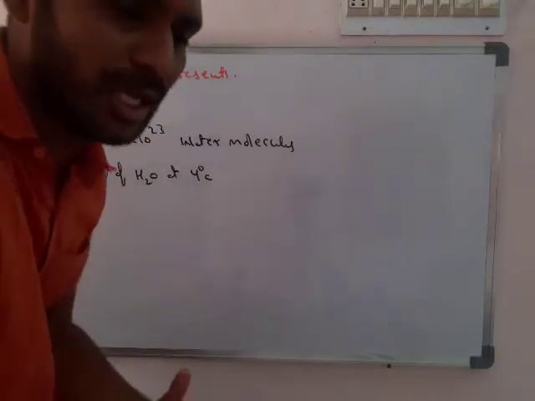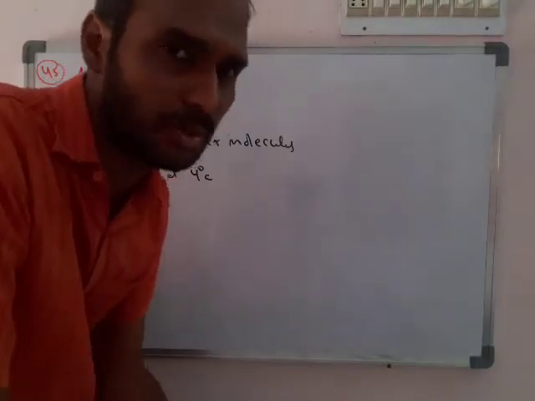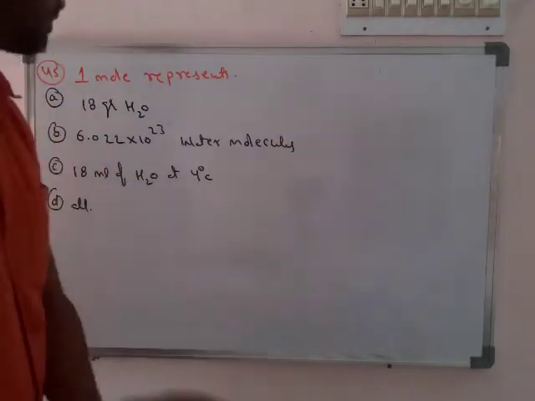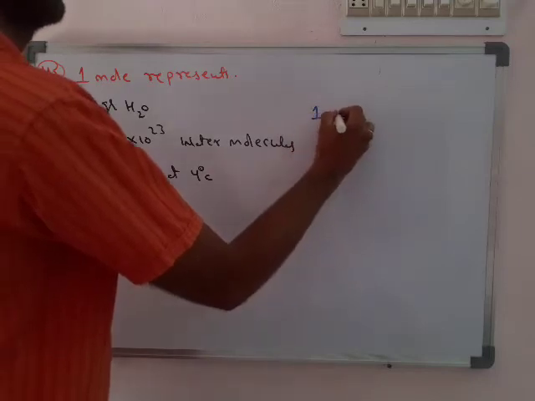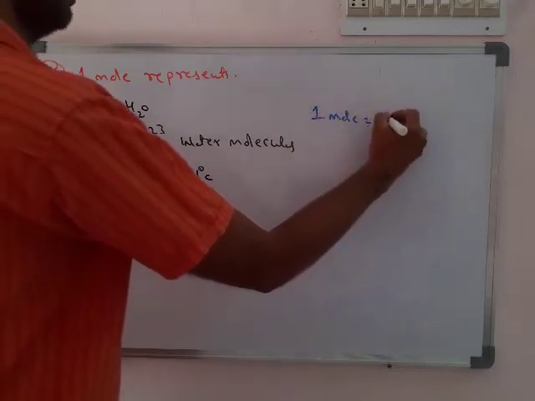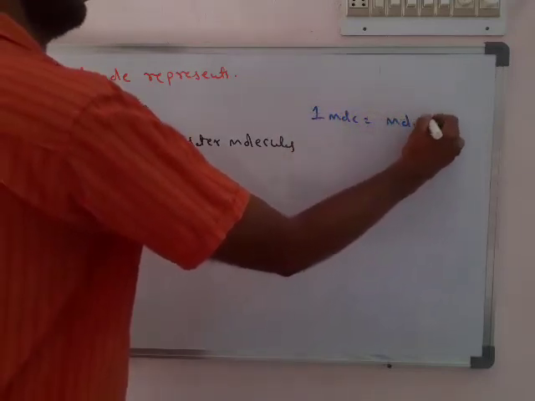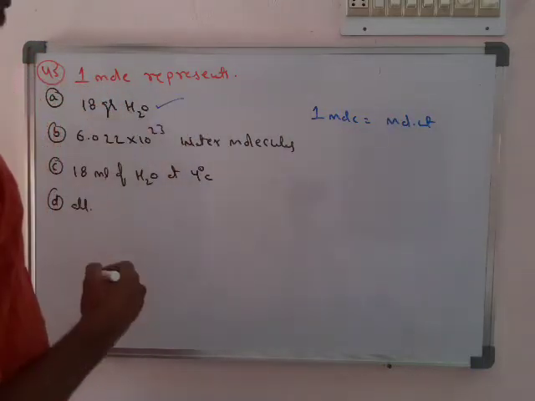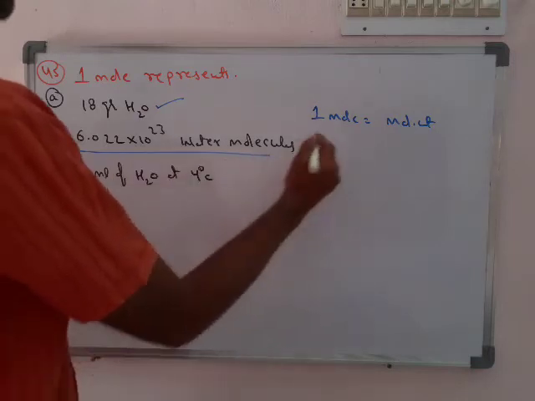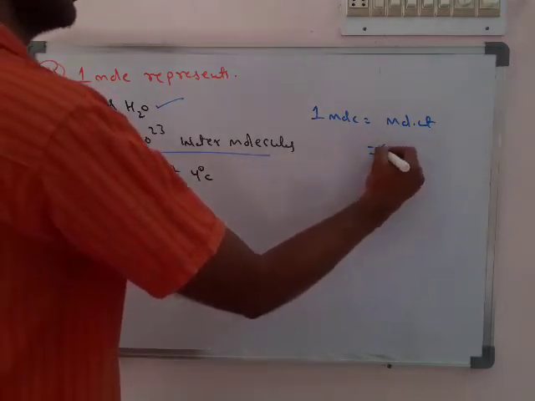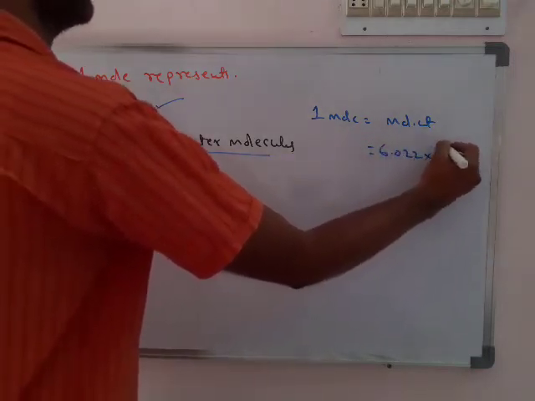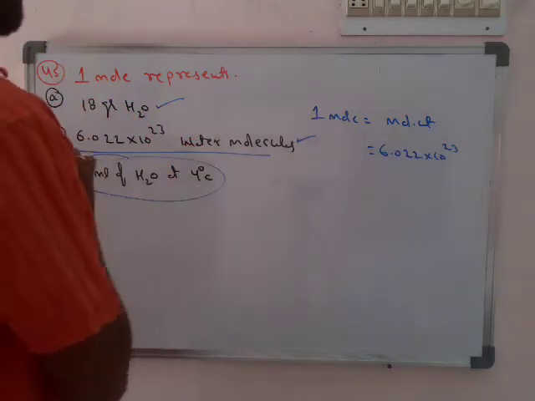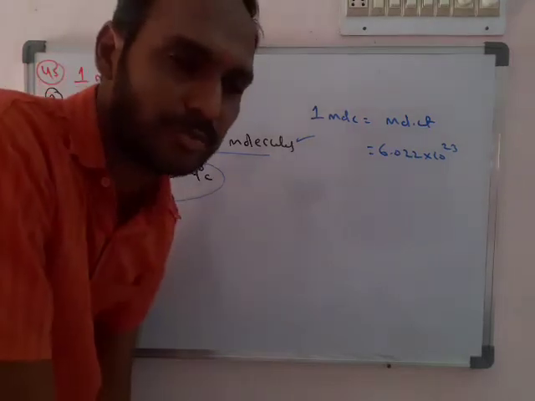So 1 mole, what you know, 1 mole equals molecular weight. We know that always at STP 1 mole is equal to molecular weight. So 18 grams water molecular weight, it is also correct. Next, number of molecules. We know that 1 mole equals Avogadro number 6.022 into 10 power 23. This is also correct. But the doubt is here with one.